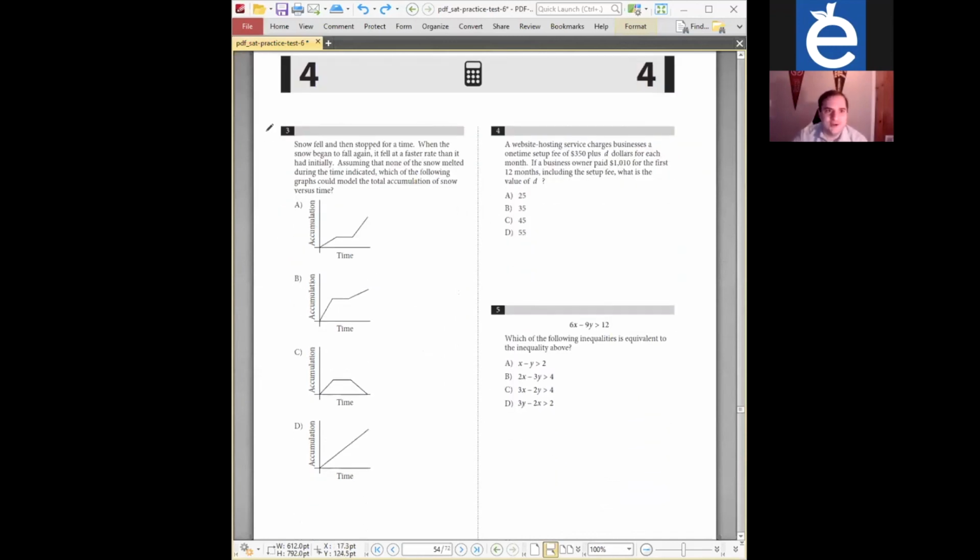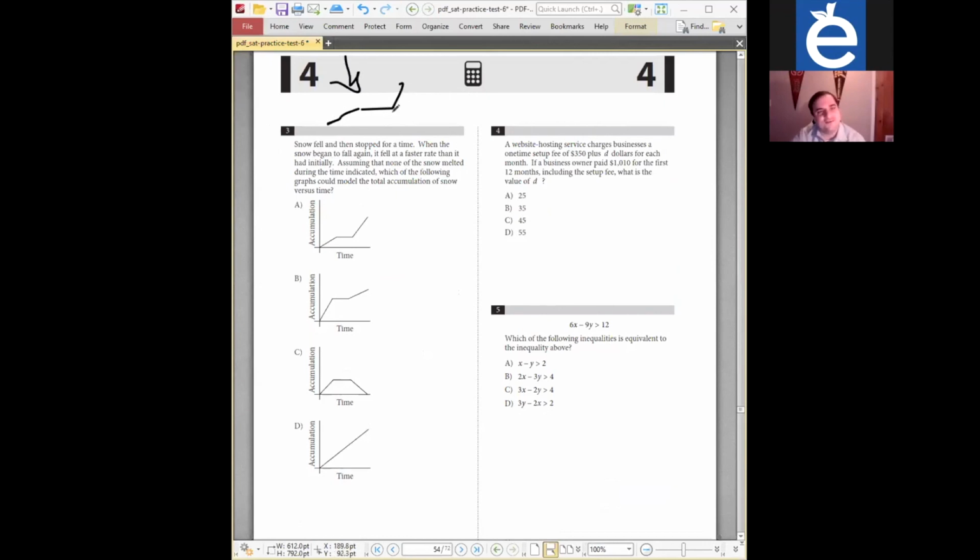All right, question number 3. Snow fell, then stopped for a time. When the snow began to fall again, it fell at a faster rate than it had initially. Assuming none of the snow melted, which of the following could model the accumulation of the snow? I like to just graph these before, right? Snow fell, then it stopped falling, and then it fell faster. This is roughly what this is going to look like.